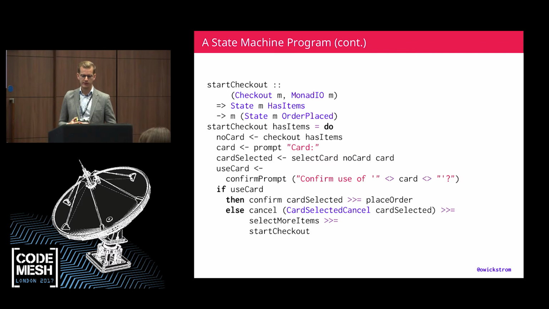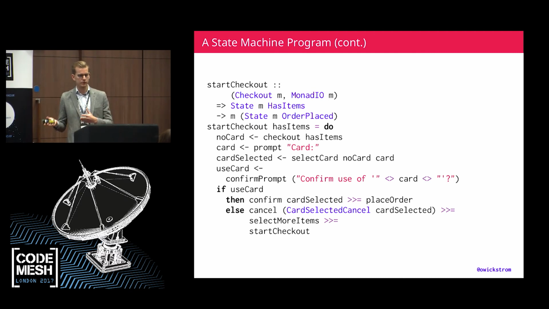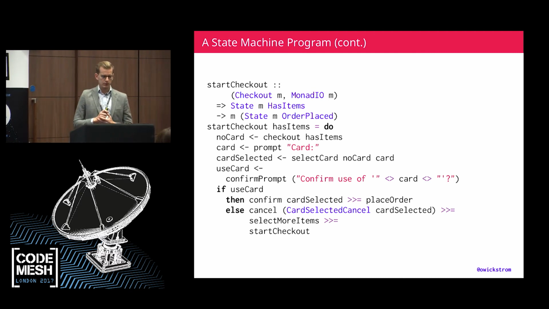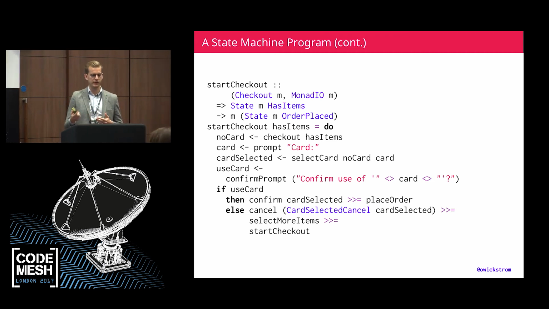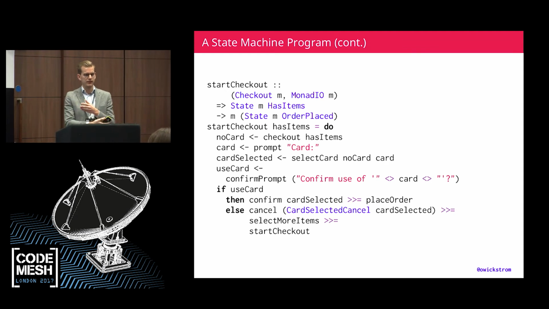Start checkout's type signature says it transitions from has items to order placed. And that matches what we have so far. We ask for a card and for a confirmation. And you can see here in this do notation that as soon as we transition state, we get a new state back, and we have to start using that instead. So we swap the old state for a new one, passing that into the next event, and so on.